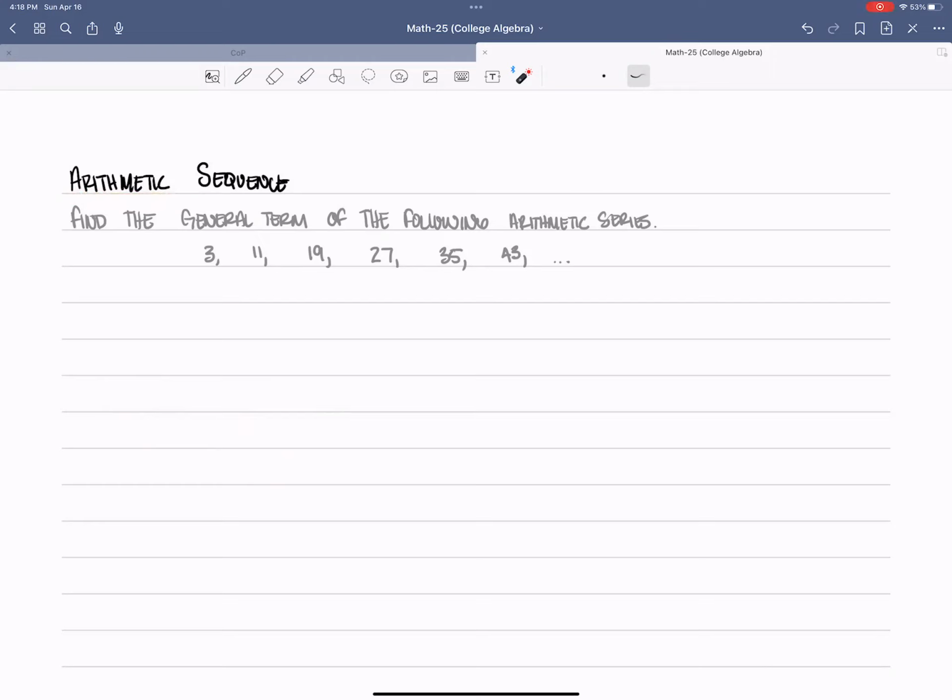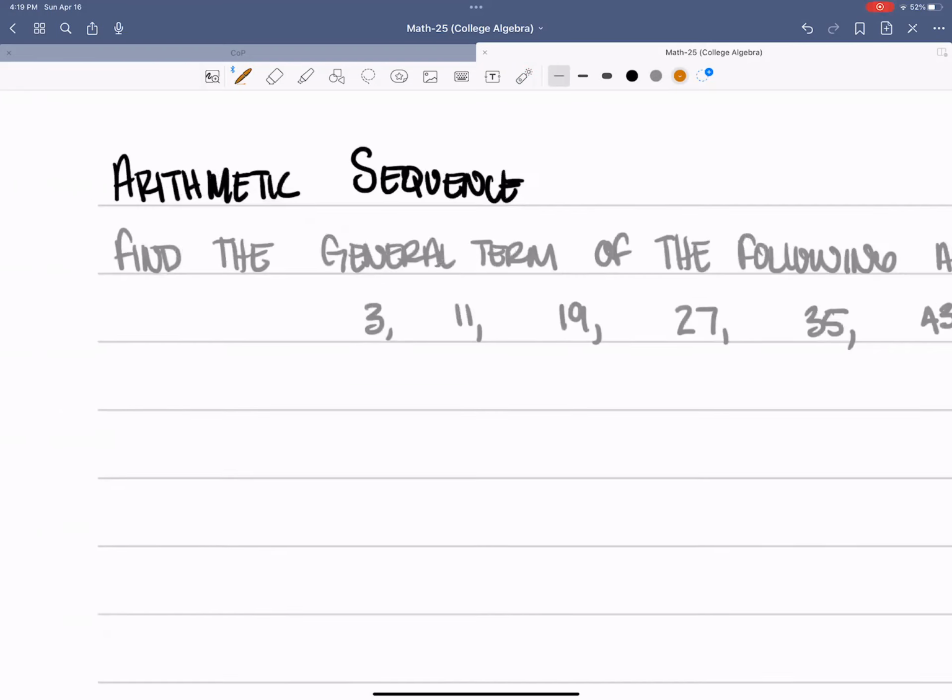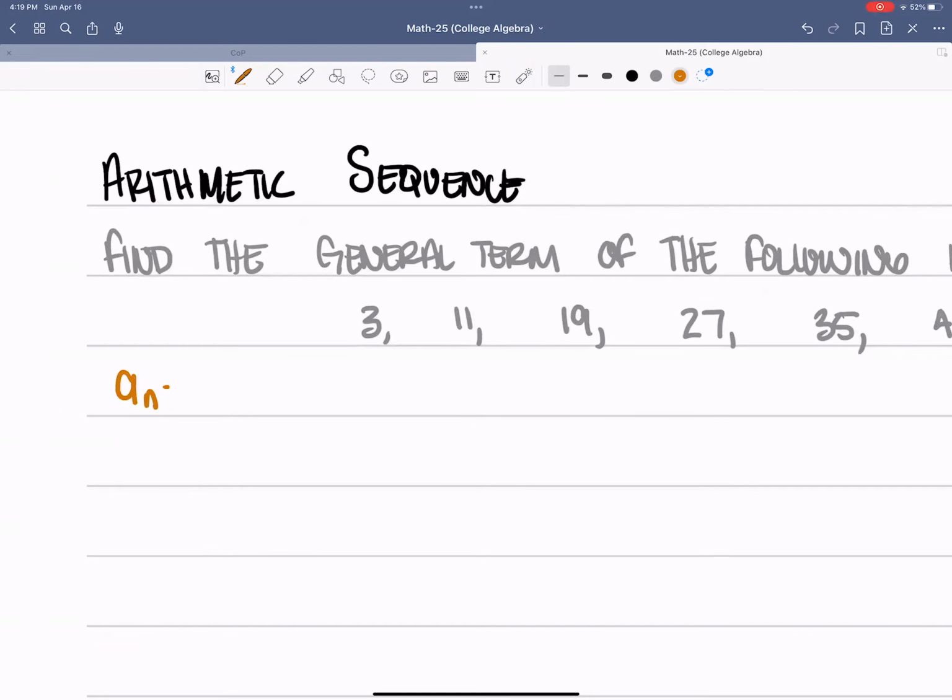So here, find the general term of the following arithmetic sequence. The general term is just something that we could continuously use to get the next term in our sequence. That is going to be this formula. So a sub n is equal to a1 plus n minus 1 times d. So notice that here with each value, we're adding d to it. So plus our common difference d.